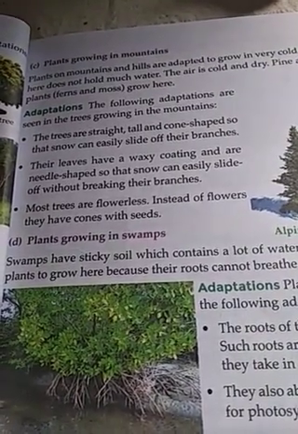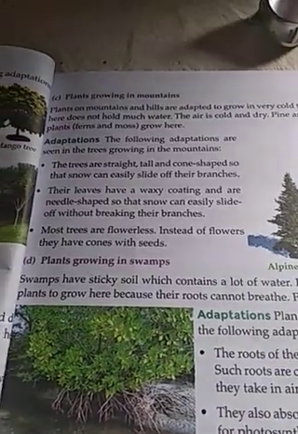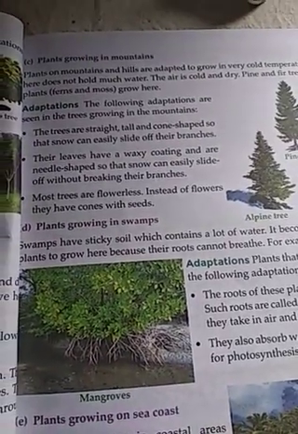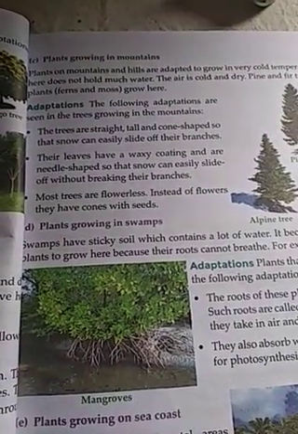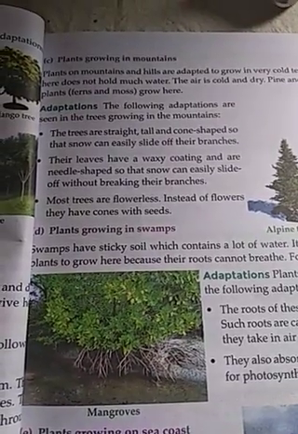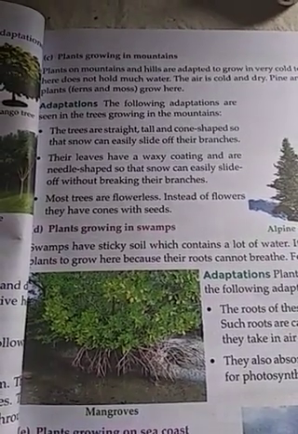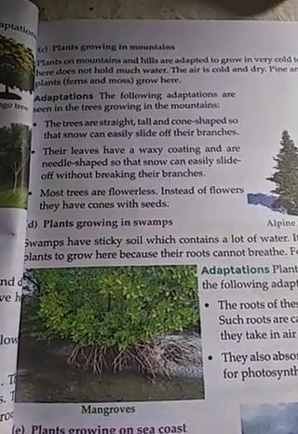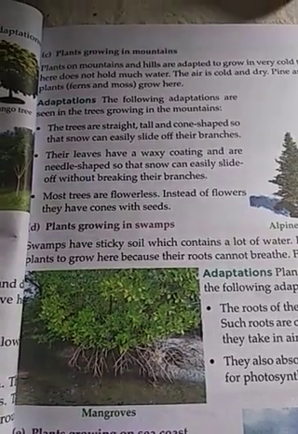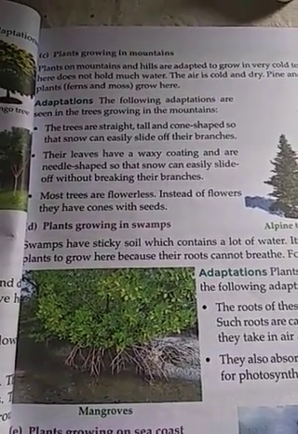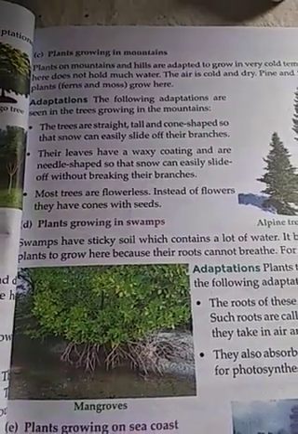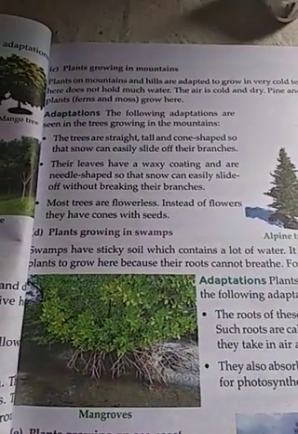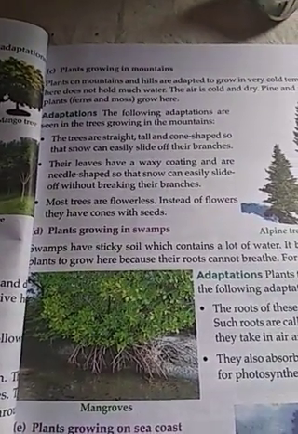Okay. Now come to plants growing in swampy areas. Now what are swamps? First you will understand that. Swamps are the areas where soil contains a lot of water in it. And due to the presence of a lot of water in those swamps, what happens? The soil becomes very sticky. It is so sticky that the root of the plant is unable to breathe in that soil. So what happens then?